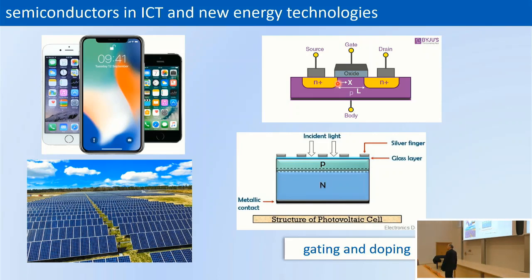And how does a photovoltaic cell work? Probably some of you, for instance, I have one on my roof. Again, we dope the material, we have electrons and holes, but if you shine light now, there is an electric field between this n-type doping and the p-type doping, and these carriers go to the electrodes and you have voltage. Yeah? So gating and doping is very important.